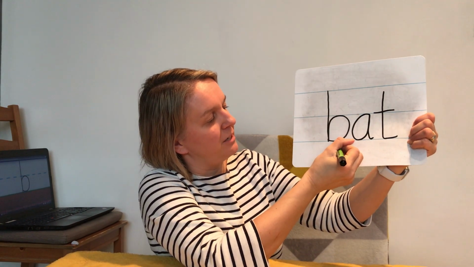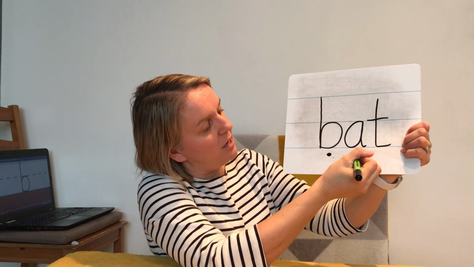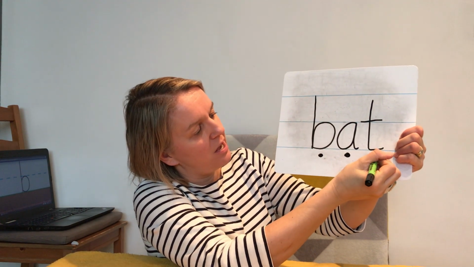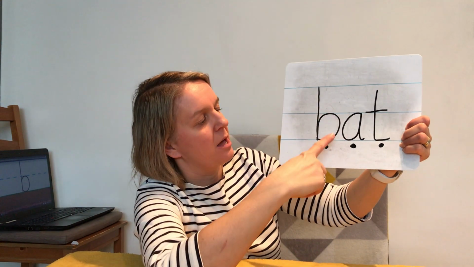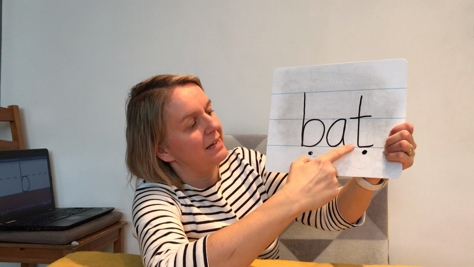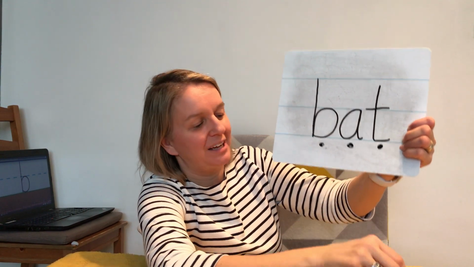What's the first phoneme, our new one? B. Easy peasy. Second one, what is it? A. And the last one, T. Okay, are you ready? B, at, B, at, B, at. Bat. Bat is our word. It could be a bat and ball or a bat that flies around at night, couldn't it?